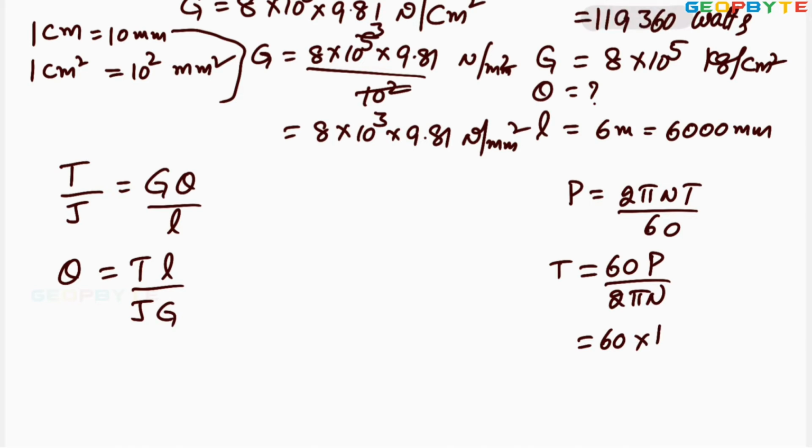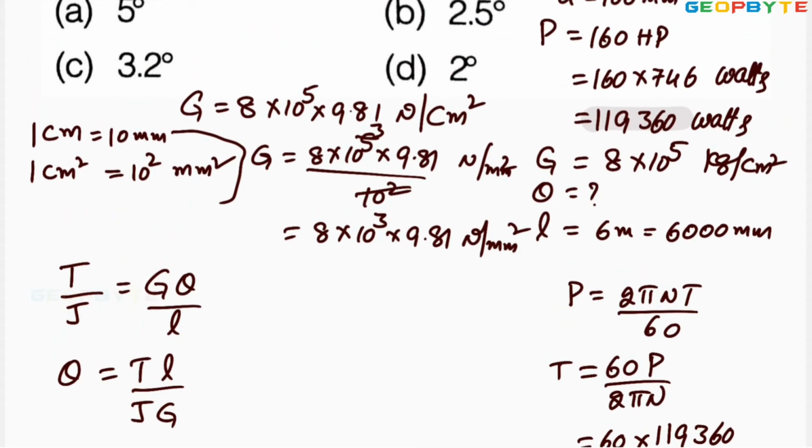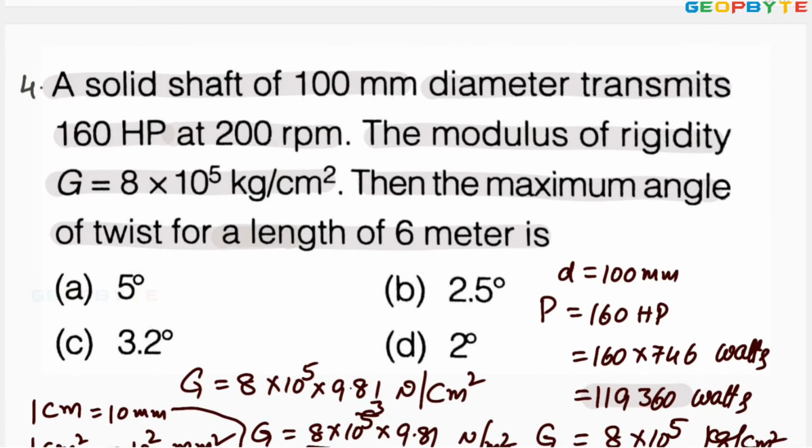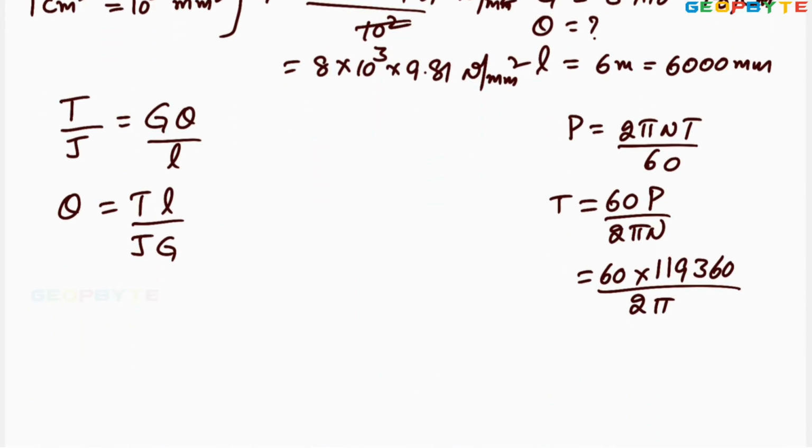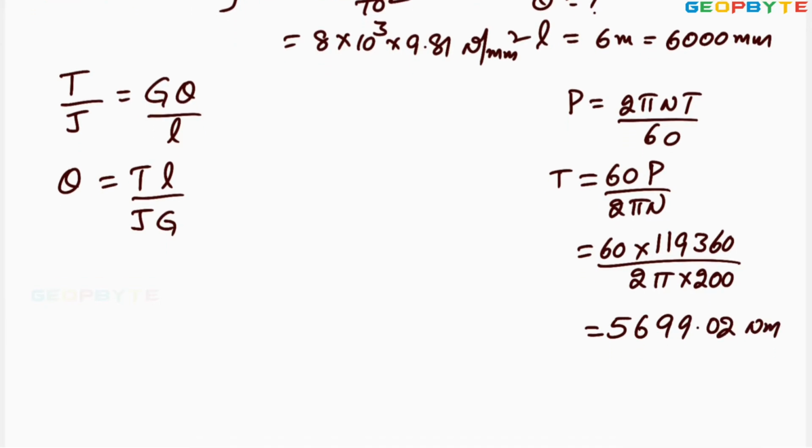119360 watts divided by 2 into pi into, look at the speed. The speed, I did not write, but it is given. The speed is given 200 rpm, into 200. You simplify this value for getting the torque, right? The torque value is 5699.02 Newton meter, but convert it in Newton mm.